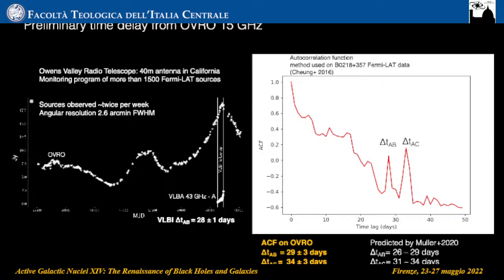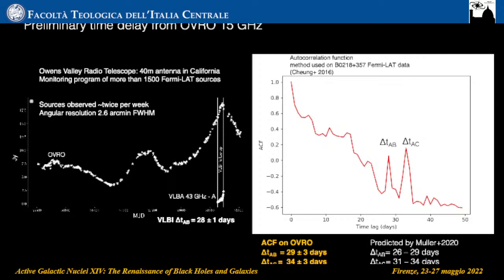But we also had access to a very long time monitoring with the single-dish data from the Owens Valley Radio Telescope. The angular resolution is about 2.6 arcminutes, but the time baseline is about tens of years. You see this light curve on the left, and we use the same method that has been used at gamma rays, the autocorrelation function, to determine the time delay, or at least a delayed version of the same signal in this light curve. But what we found is actually two peaks in the autocorrelation function, one centered at 29 days and the other at 34 days.